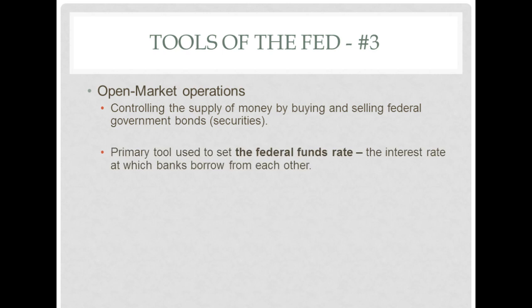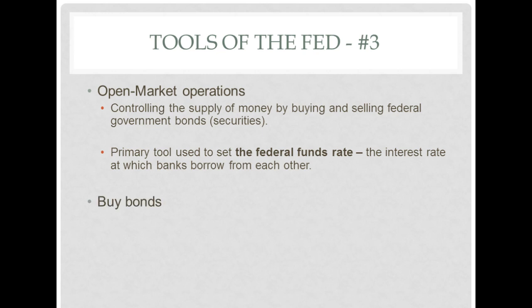This is the primary tool that the Fed uses to set what's known as the federal funds interest rate, or the interest rate at which, now be careful, banks borrow from each other. So let's make sure we're clear about the difference. We just recently, in tool number 2, learned about the discount rate. The discount rate is the interest rate at which banks borrow from the Fed directly. This thing called the federal funds rate is the rate at which banks borrow from other banks.